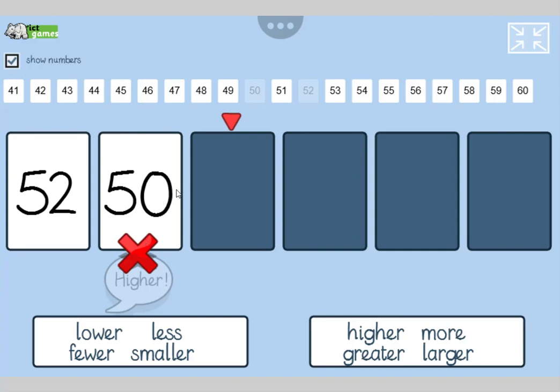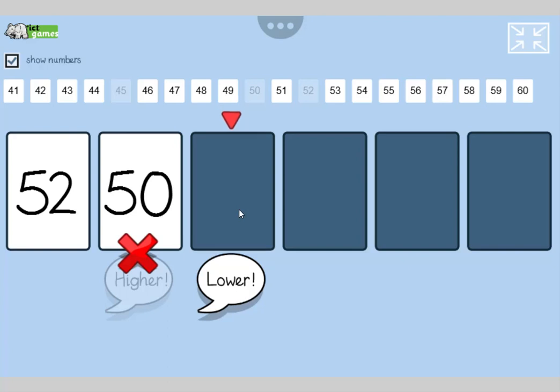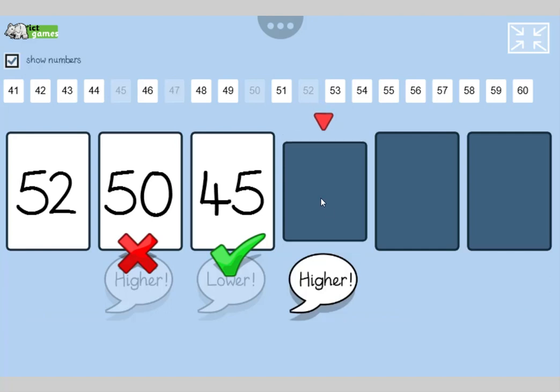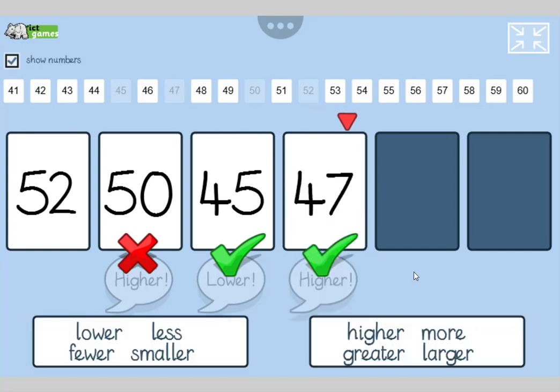Okay, right, we're at 50. 50's about halfway. What do you think? I'm going to go lower. Oh, yes. Okay, I'm at 45. Now, what do you think now? We're at 45. Is it going to be lower or is it going to be higher? I'm thinking it's got to be higher because there's not many numbers down here. I'm going to go higher. Yes, oh, that was lucky.